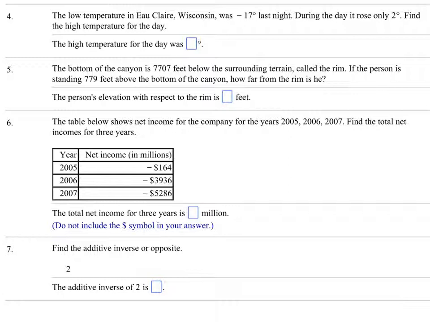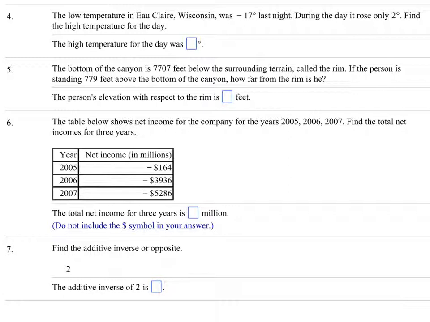So the first one we'll look at is number 4. Number 4 says the low temperature in Eau Claire, Wisconsin was negative 17 last night. During the day it rose only 2 degrees. Find the high temperature for the day. Now, just like before, we really need to pick out some keywords that are going to help us figure out whether to add or subtract here.